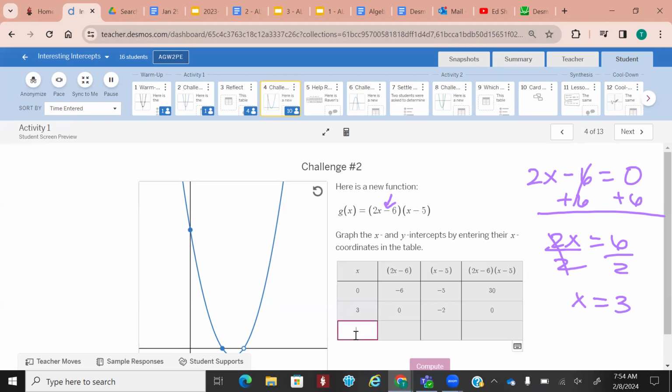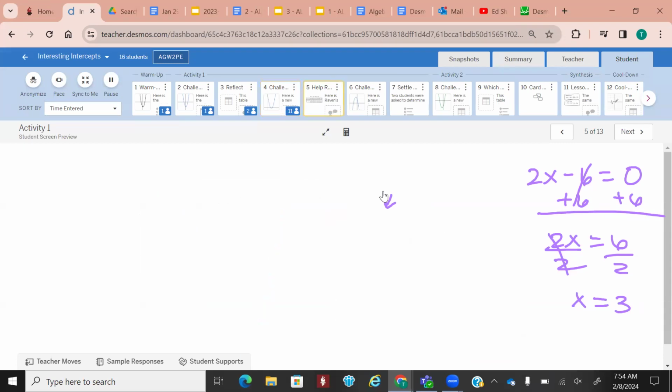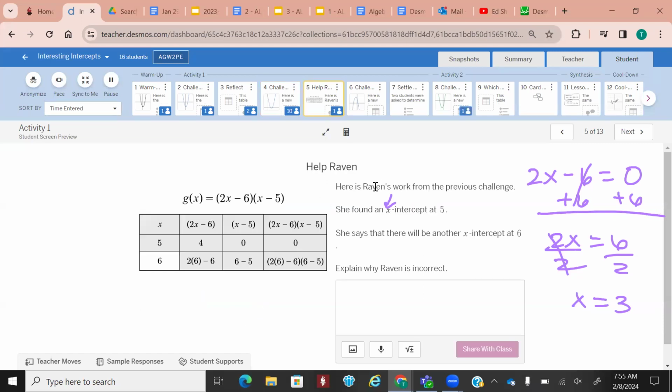All right, so what x-intercept did you get? 5. Okay. On this one, we fortunately can just change the sign, but that's because we just have an x. We don't have a number and then an x out front. Looking at slide number 5, here's Raven's work from the previous challenge. She found an x-intercept at 5. She also says there's going to be an x-intercept at 6. What did she do wrong?